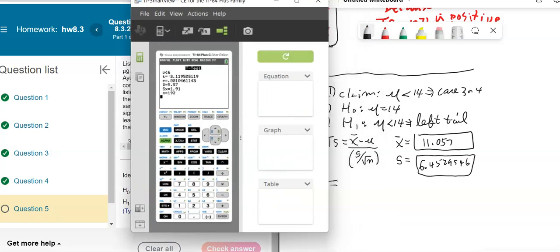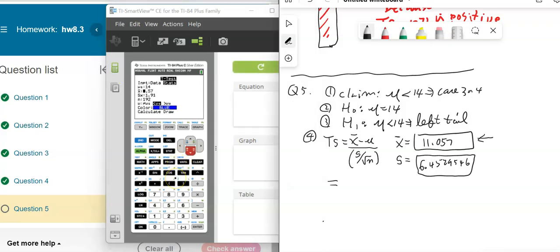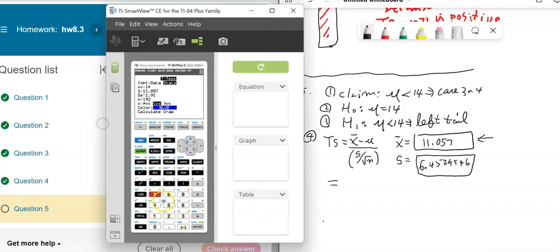Okay, and then like I said, you go to Stats, go to Test, and then t-test. Now, what are we testing against? 14, mu 14. What is x bar? We got this x bar, so put the whole thing there, 11.057. What is s? Put the whole thing there, 6.4529546.